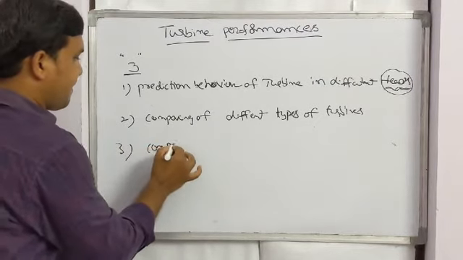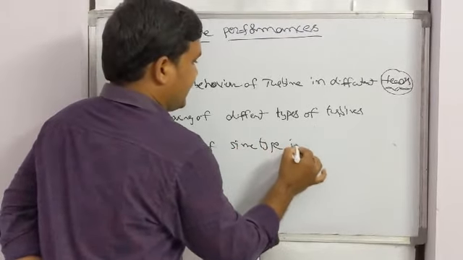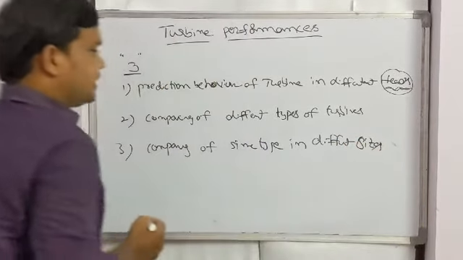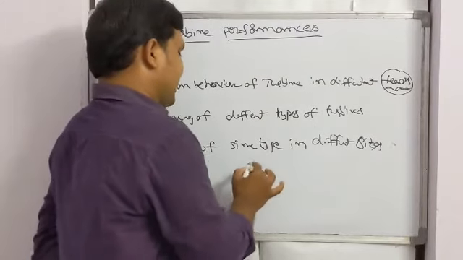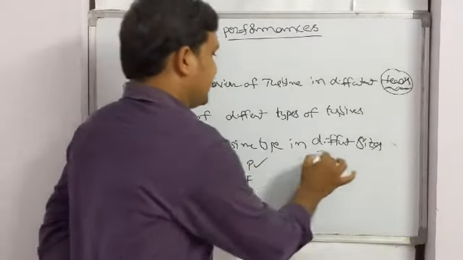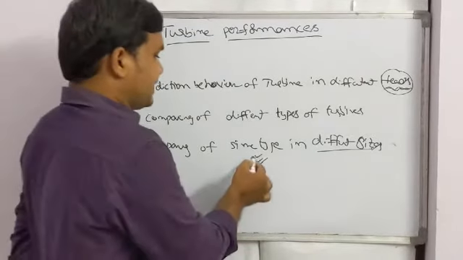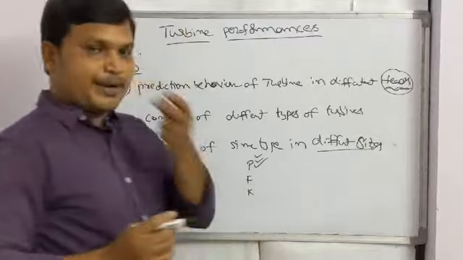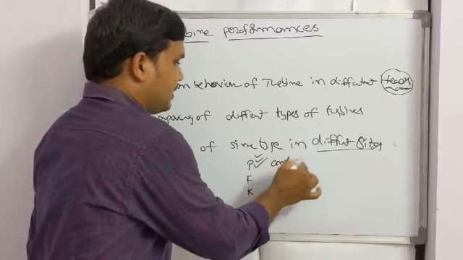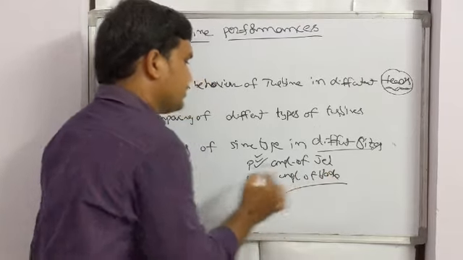Again, comparing the same type in different sizes. If you take any one turbine, either Pelton, Francis or Kaplan, different sizes of turbines give different performances. So which one is better for geometric conditions, and which one is better in the angle of the jet or the angle of the blade. All these things we should consider.